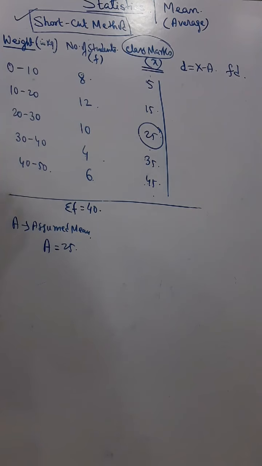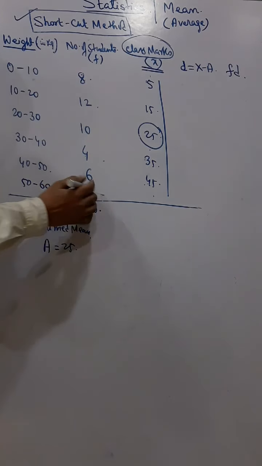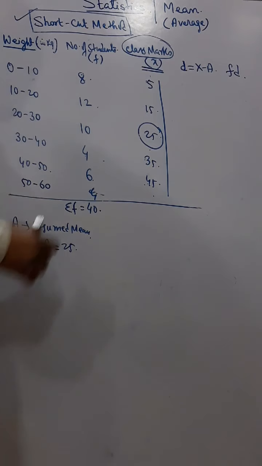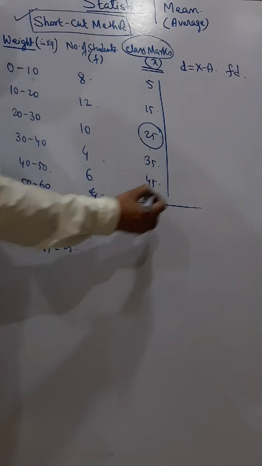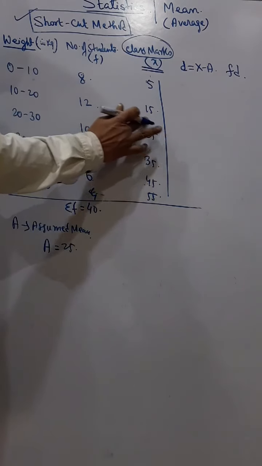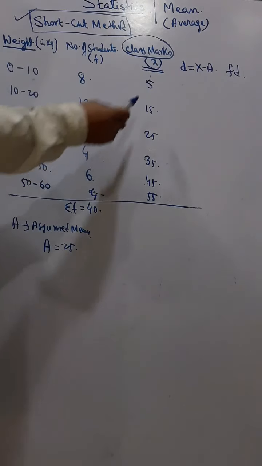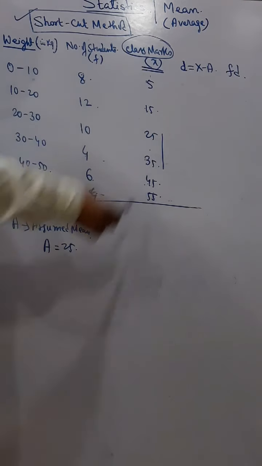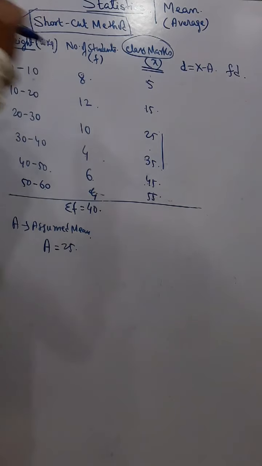Now suppose, try to understand, one more class was there, 50 to 60, with some frequency, say suppose 4, and then we'll get this mid value as 55. Now how to get the assumed mean? When you get even terms, then you will have two mid values, like this. Now we can't take two values, we'll take one.